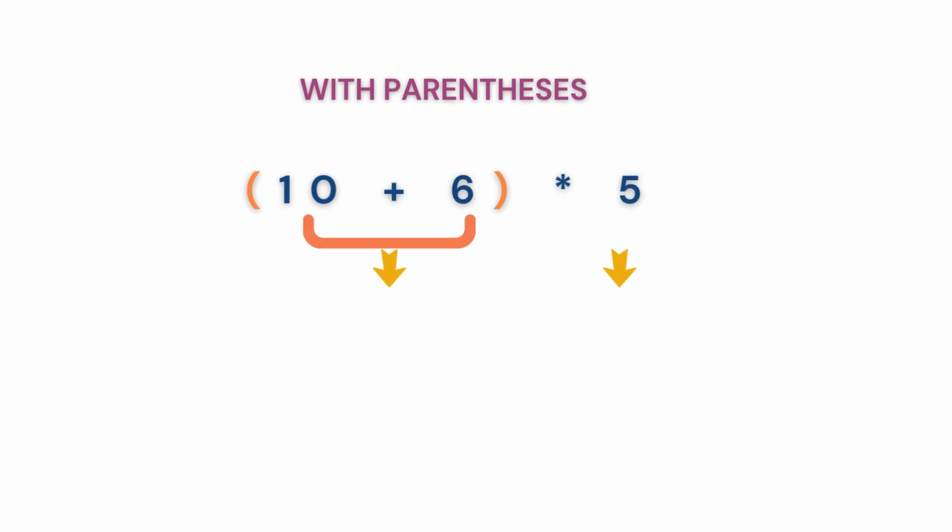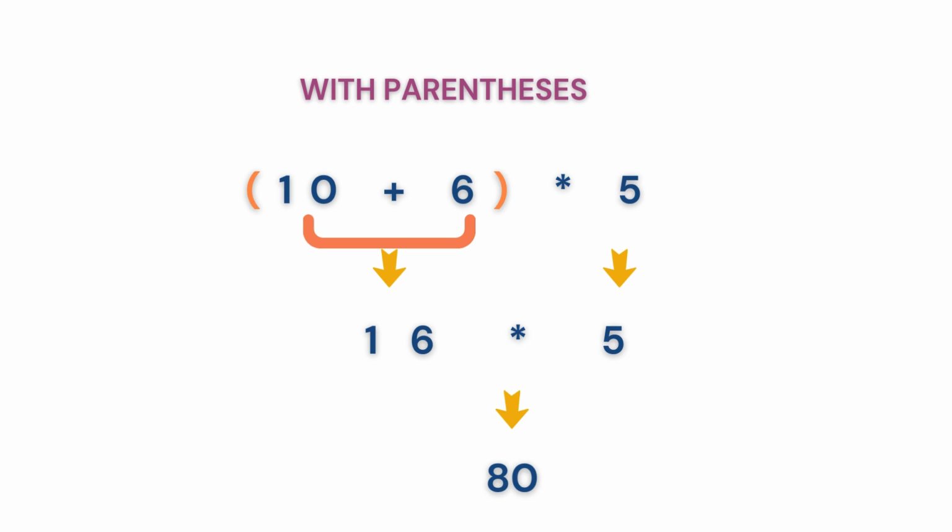But if we add parentheses for the same equation, the result changes. That is, add brackets for 10 plus 6, then into 5. Now first we are going to solve the numbers inside the parentheses, which is 10 plus 6, which is 16 after adding. Then we are going to perform the rest of the calculations, that is 16 into 5 is 80. As you can see, parentheses make a lot of difference here.